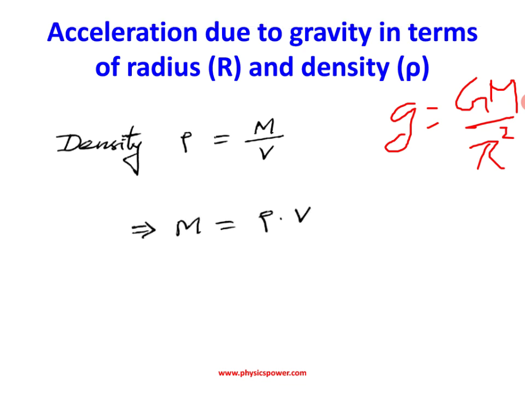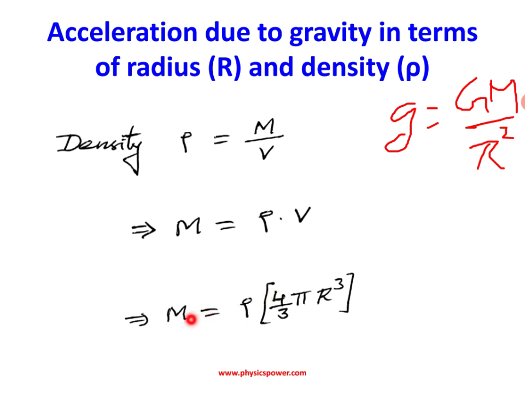From the density expression we can write mass M equals density into volume. Volume is nothing but the volume of the sphere. It's a spherical body. In general, all planets are spherical in shape. So instead of volume we can write 4/3 pi r cube. Now if you substitute this mass expression in this equation, then the total equation of acceleration due to gravity will be in terms of radius and density only.